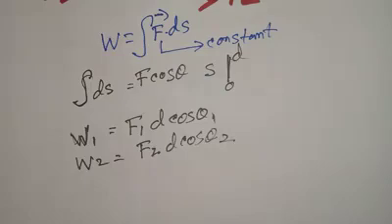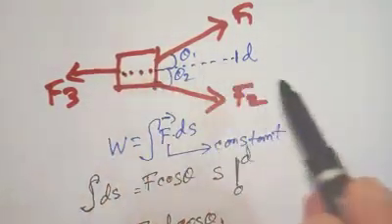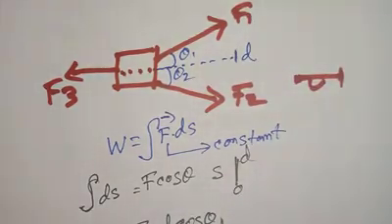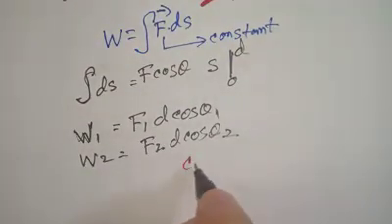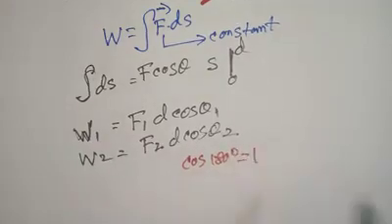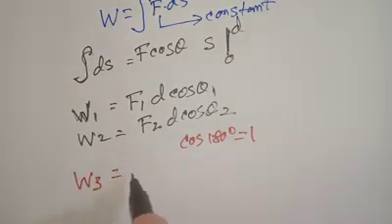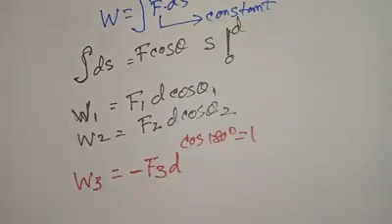W3 is, again, which I showed earlier, along this line. You see this particular line, and again this angle is being formed. So what is this angle? This is 180 degrees. What is cos of 180 degrees? That is -1. So cos of 180 degrees equals -1. So eventually the third work done, that is W3, would be minus F3 d.